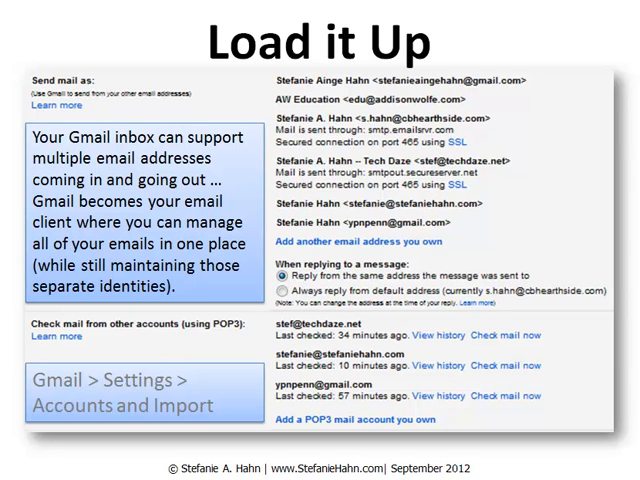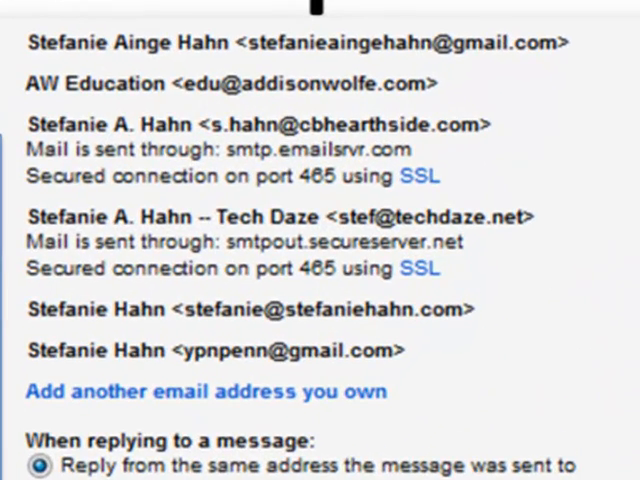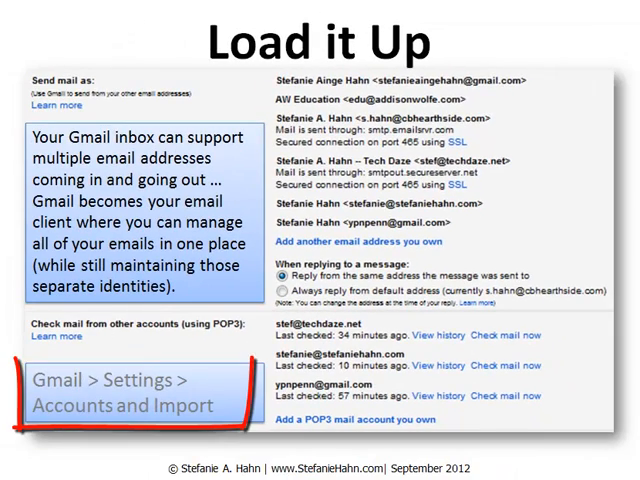So when someone emails me to Hearthside or my personal or my YPN emails, they all come into one inbox, but I respond out as if I was responding from each of those separate emails. But the whole time I'm in Gmail. Very cool. You can do this under Gmail in the settings on the Accounts and Import tab.